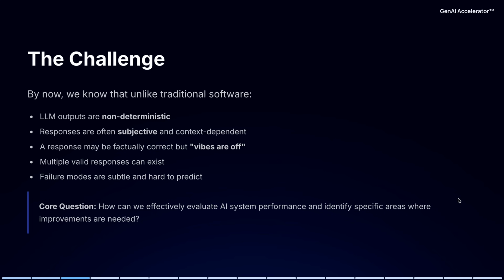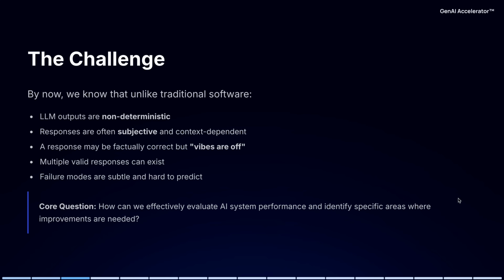It helps you to tackle the core challenge that we have to deal with LLMs, which we are fully aware about right now. So these LLMs, they're non-deterministic, subjective to context. A response may be factually correct, but the vibes are off. An answer or question can also have multiple valid responses. And failure modes are subtle and hard to predict. So this brings us really to the core question. How can we effectively evaluate AI system performance and identify specific areas where improvements are needed?